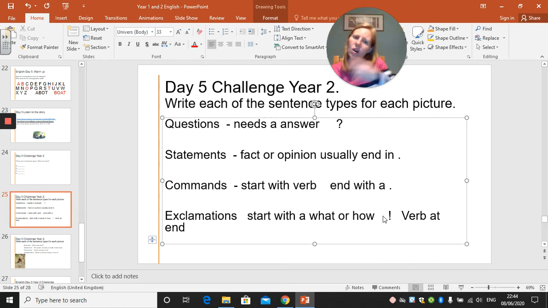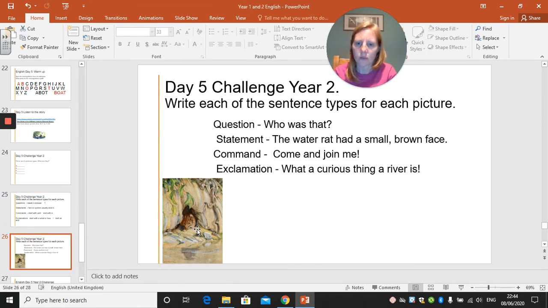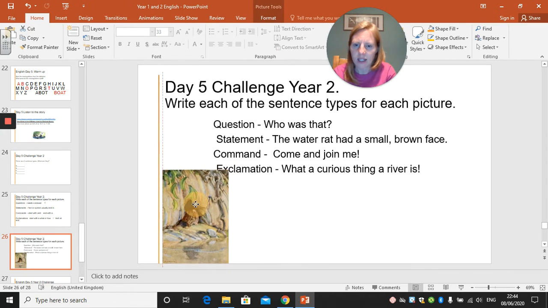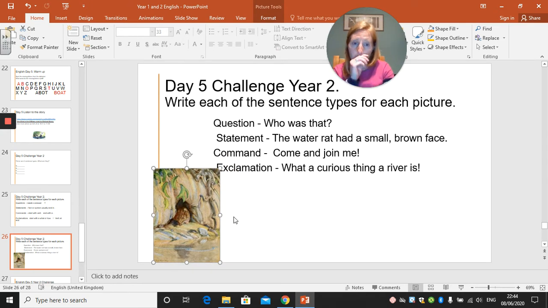So those are our crib sheets. That's what you will use. If you can't remember, you can always come back and look at this part of the video. I'm going to show you one of my examples, and then I want you to have a go. So first of all, I've got a picture here of Ratty, and it's our first view of Ratty on the river.